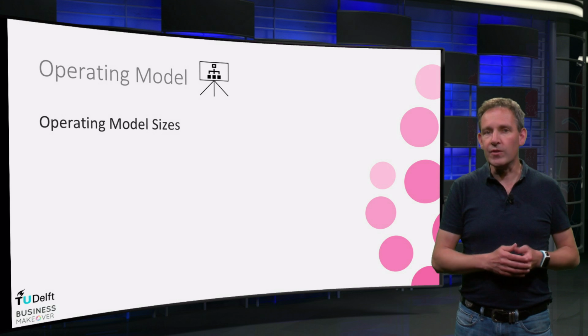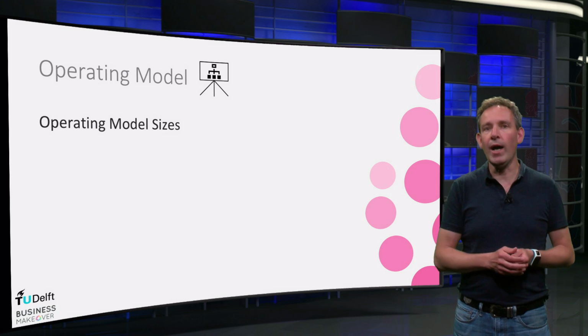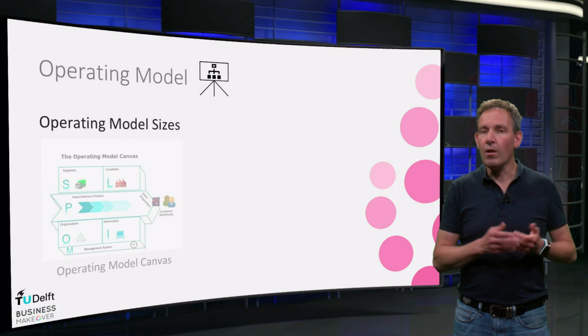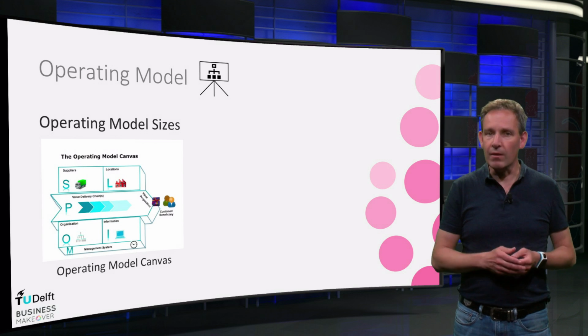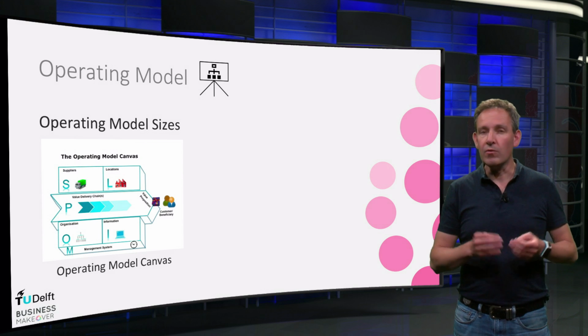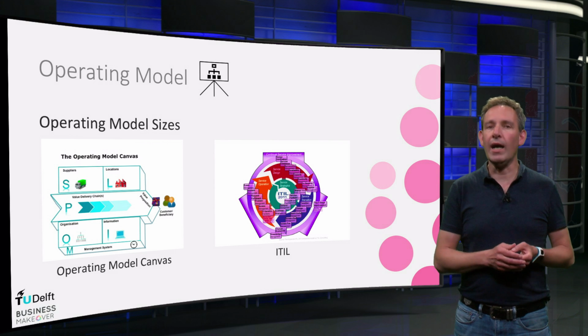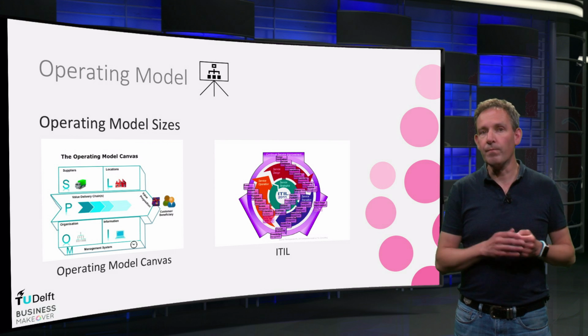So, what are the elements of an operating model? Actually, this depends on who you ask and what you want. Operating models can vary in detail, from one-page descriptions, like the operating model canvas, to very precise and detailed descriptions of processes and supporting IT infrastructure, like ITIL.